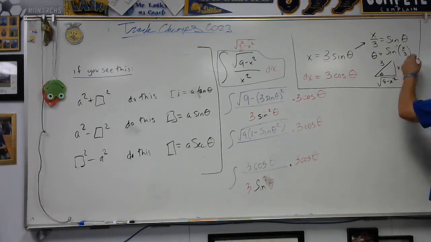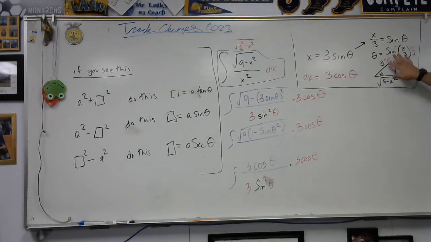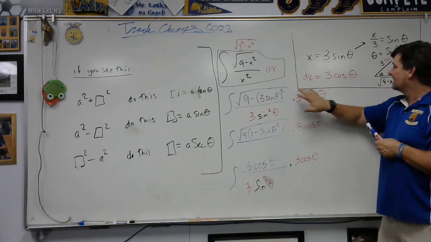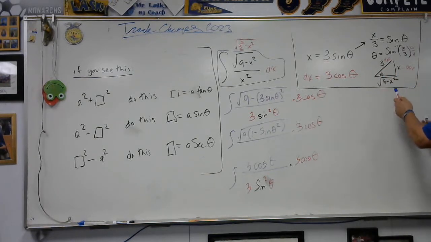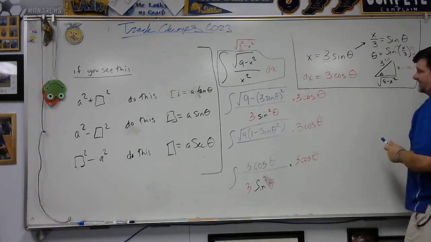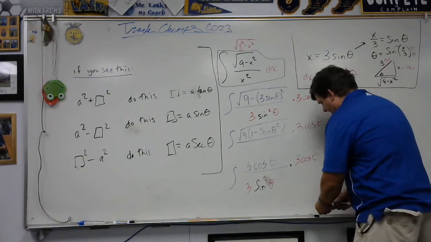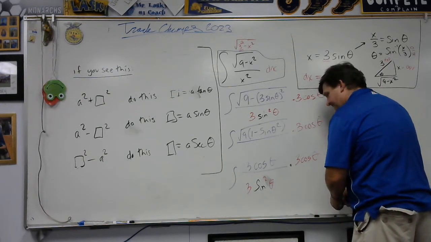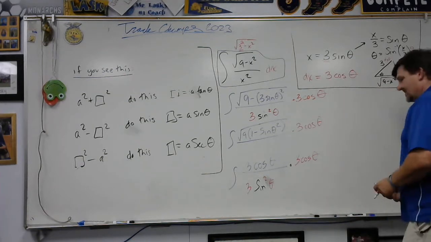We know that this is opposite over hypotenuse. So this is my opposite side, and this is my hypotenuse. Now I can calculate the third side, which is the square root of 9 minus x squared. There it is right there. This will come in handy as we tackle our answer, to get rid of some things. So let's walk through how we're going to use this stuff. I'm missing my blue pen, but we'll make it work, guys.